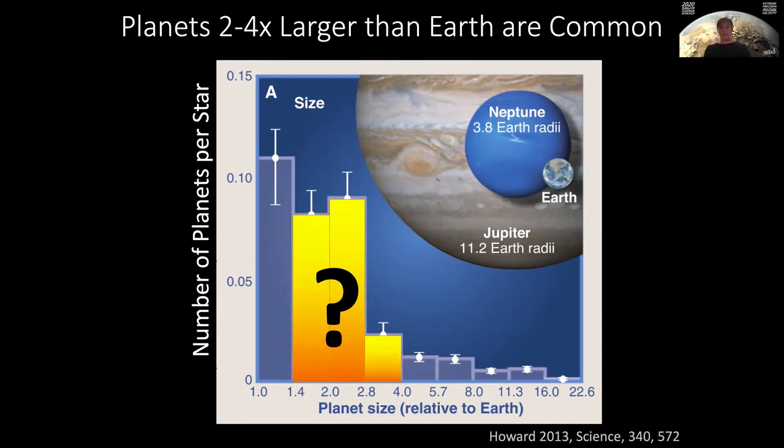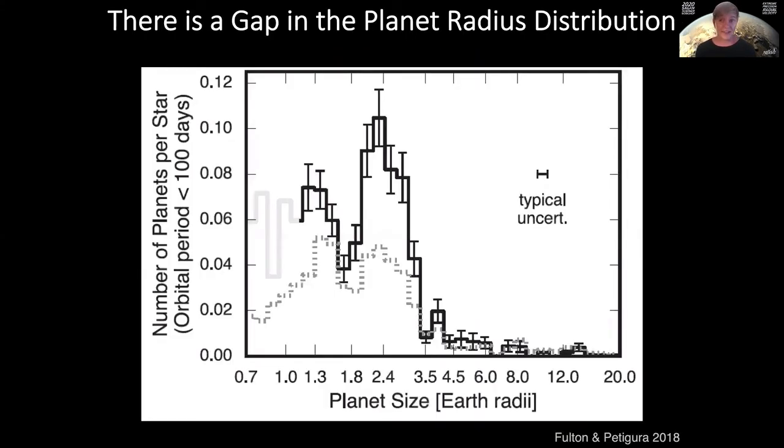This early view has evolved over time as we've gotten better measurements of the stellar radii, and of course, from the stellar radii, better measurements of the planet radii. In this 2018 figure, this is corrected for the frequency of planets, accounting for the fact that not all planets transit and not all planets are equally detectable.